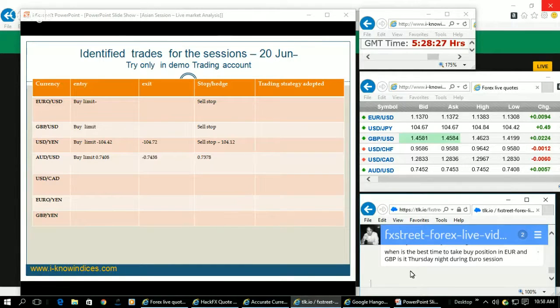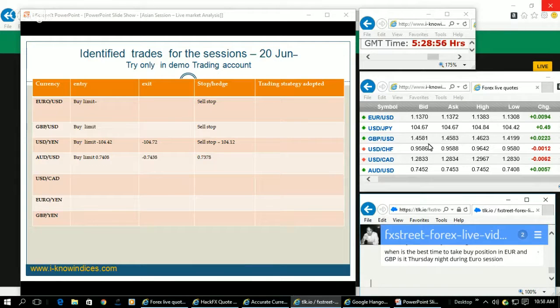Okay, here is a question. When is the best time to take a buy position in Euro and GBP? Is it Thursday night during the European session? Yes, during the European session on Thursday, 23rd, when they are making a dip, one can take the buy positions. And they could gain further levels here because once they reach 250 pips in the case of GBP, at least they will gain another 100 pips the next day before making any drop.